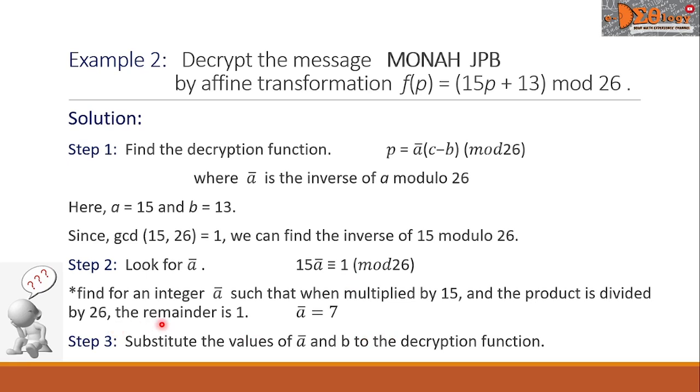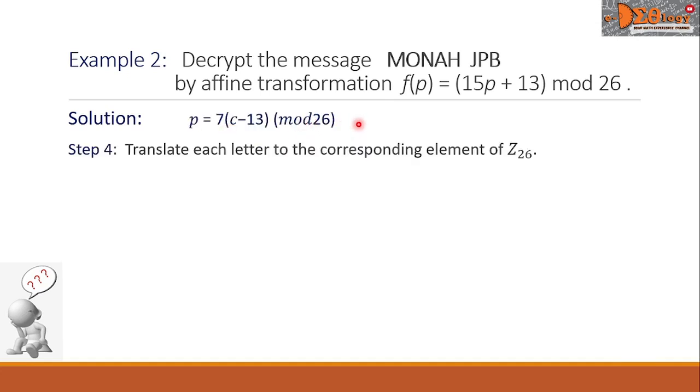Step 3. Now we substitute the values of a bar and b to the decryption function. This is our function. So it becomes p = 7 times (c minus 13) mod 26. Let us copy this new function on top here.